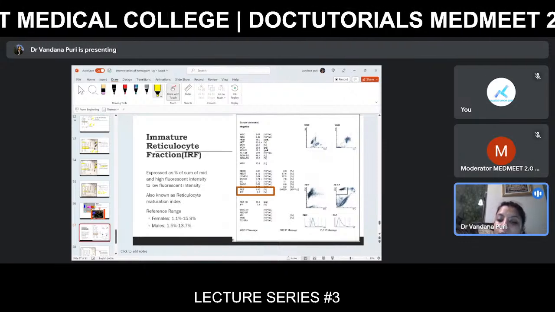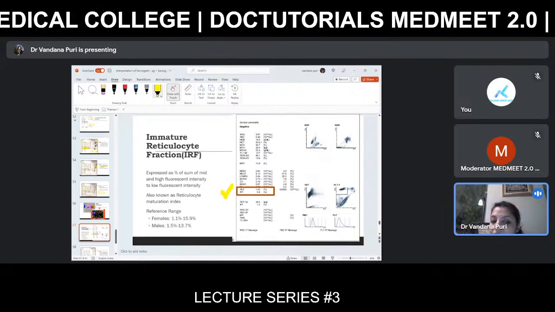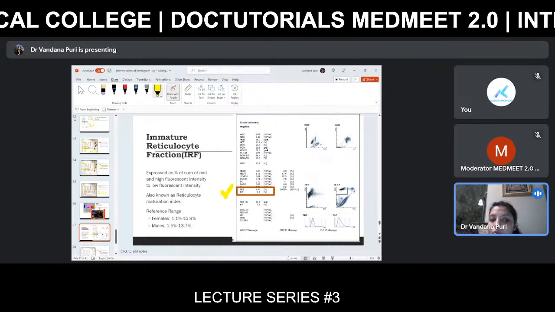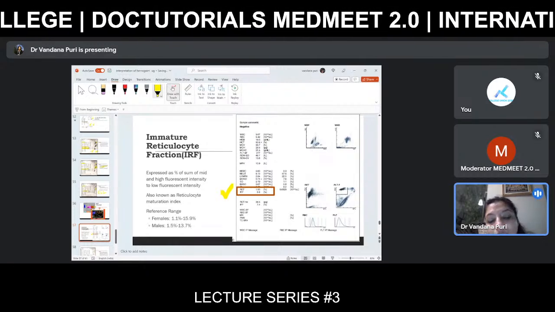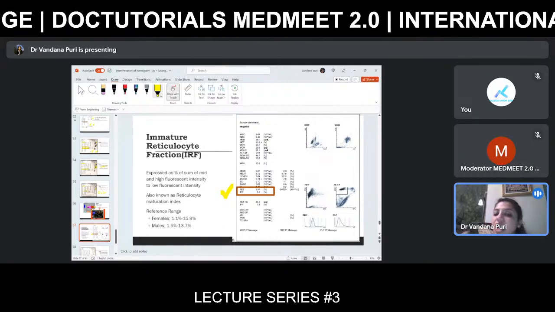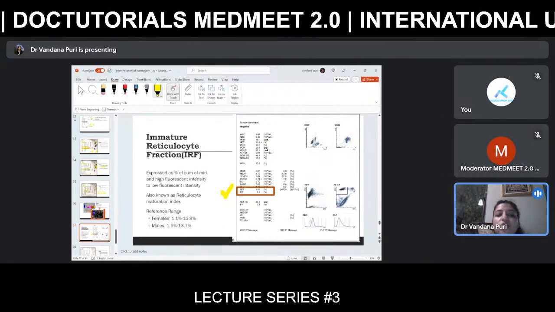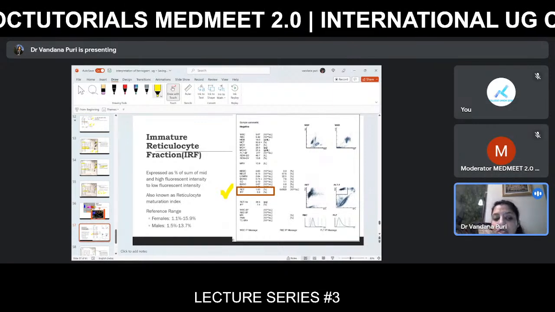So whenever you talk about reticulocyte count, it comes as retic and IRF comes separately. I hope you understand IRF. This is the immature reticulocyte fraction. What is immature reticulocyte fraction? If you just count the mid and high, and you don't divide it by the low, that is the immature reticulocyte fraction.